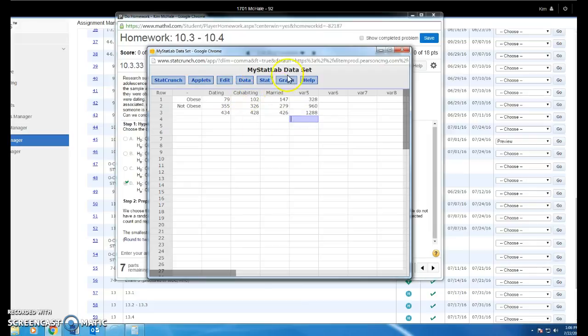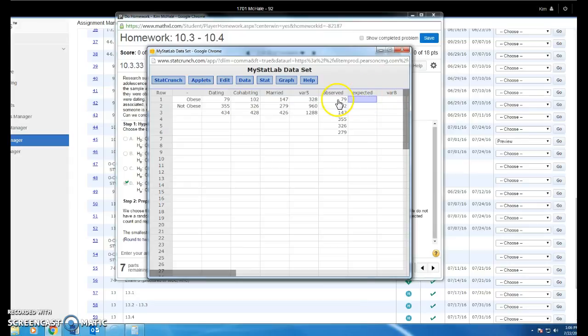So now I have my column totals, my row totals, etc. I'm going to go over here. I know for this test I need an observed column and I need an expected column. So I'm going to go ahead and type all my observed. My obese dating is 79. My obese cohabitating is 102. My obese married is 147. My not obese dating is 355. My not obese cohabitating is 326. My not obese married is 279.